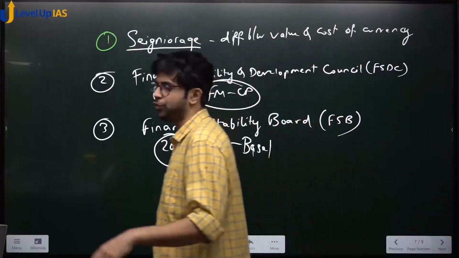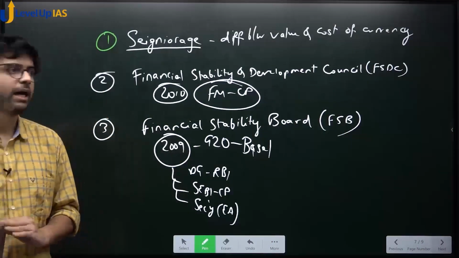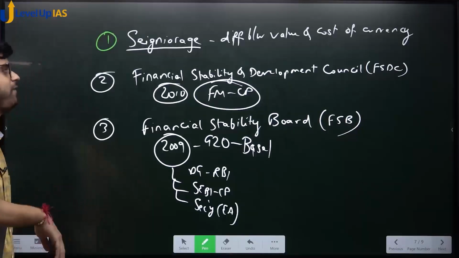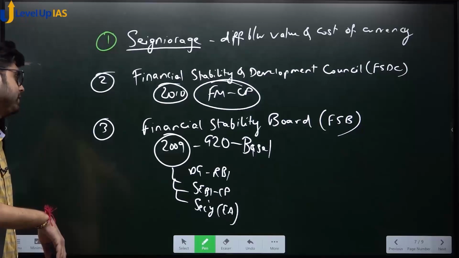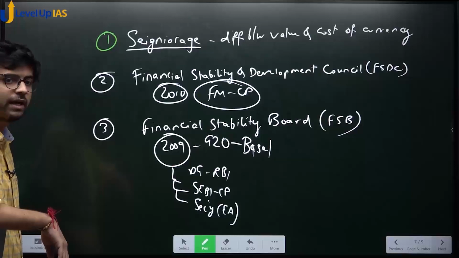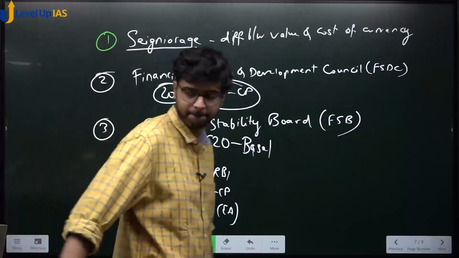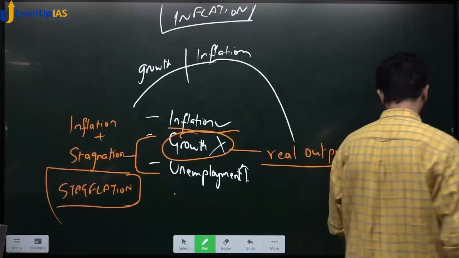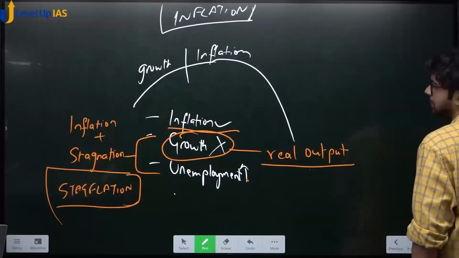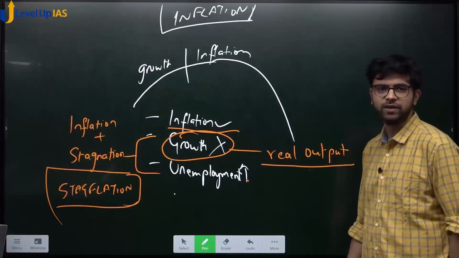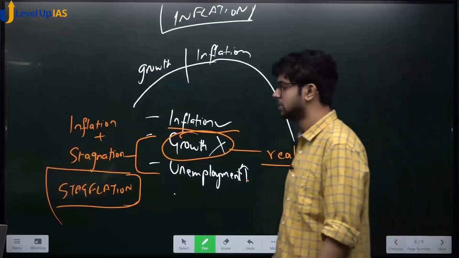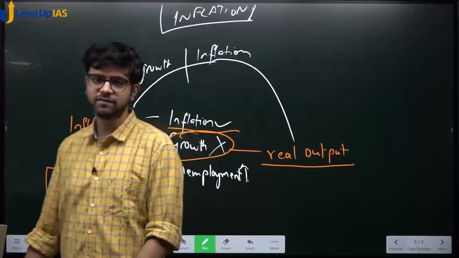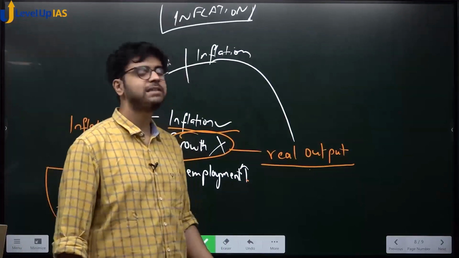Same thing, if you want, you can pause this and write FSDC, FSB, Seigniorage, and so on. You can pause here and I will move ahead. This we are going to cover again, stagflation, so don't worry about inflation. Inflation will be covered again. Right, inflation we have just started, we have just introduced. So I'll stop here and please keep on revising.